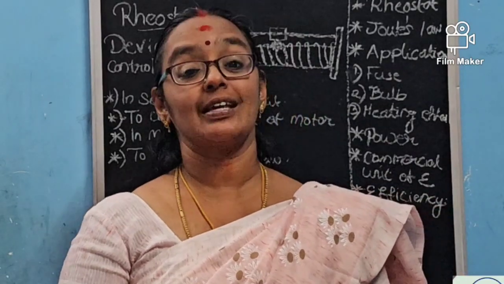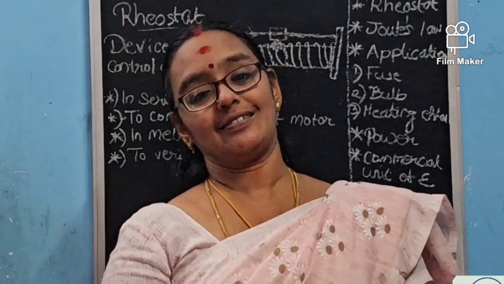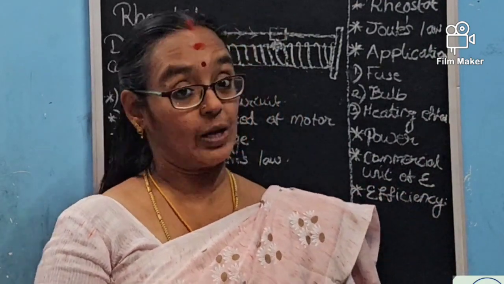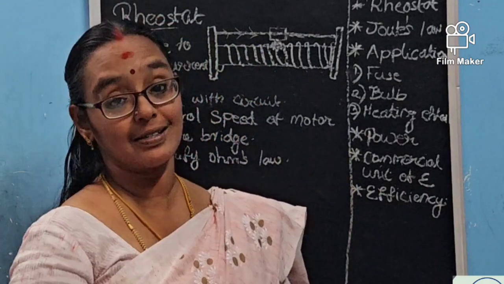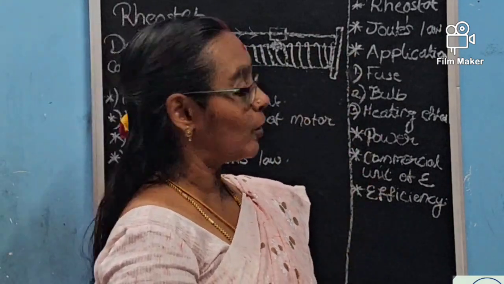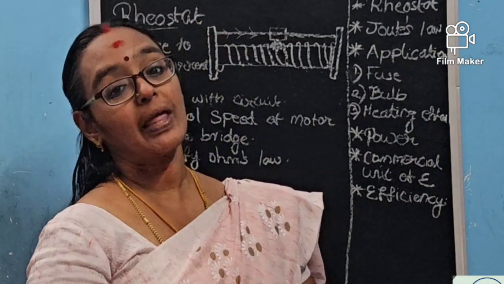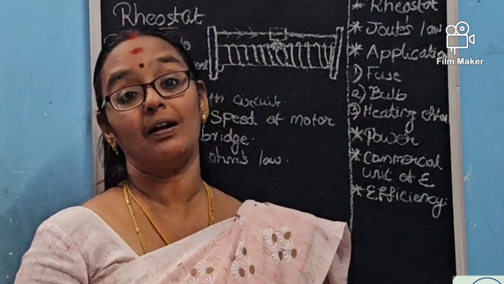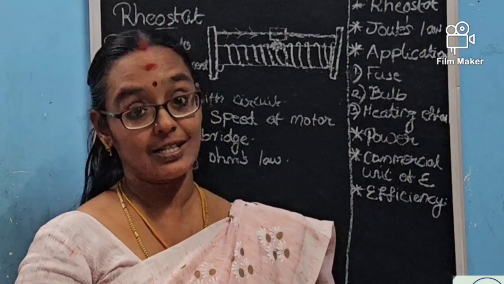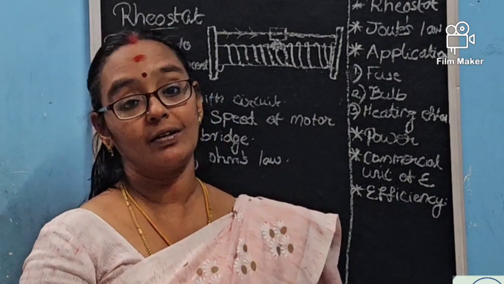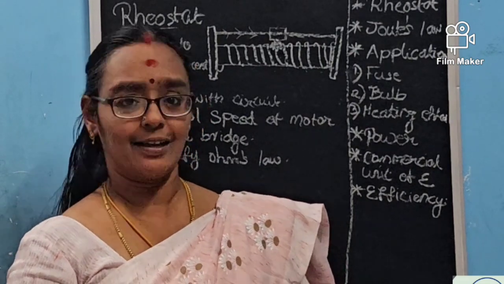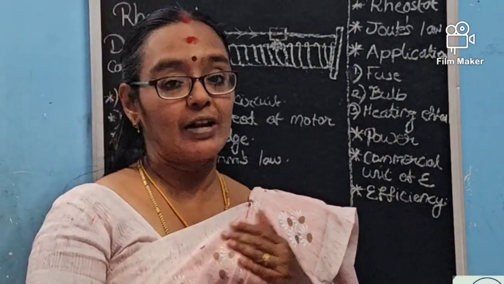Today we are discussing part B of electricity. In part A we have discussed a lot. Now in part B we are discussing these things. What are they? About rheostat, about Joule's law, applications of it like electric bulb, electric fuse and heating element. And then again about the power, commercial unit of energy, and the last topic is efficiency. Shall we start the class?